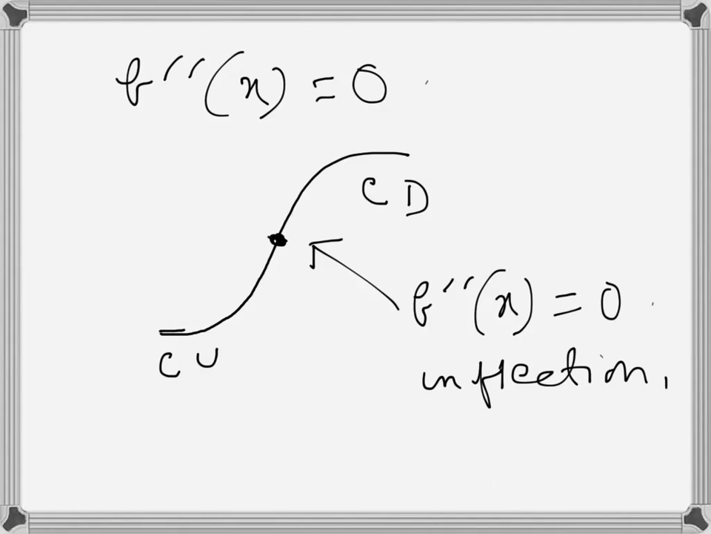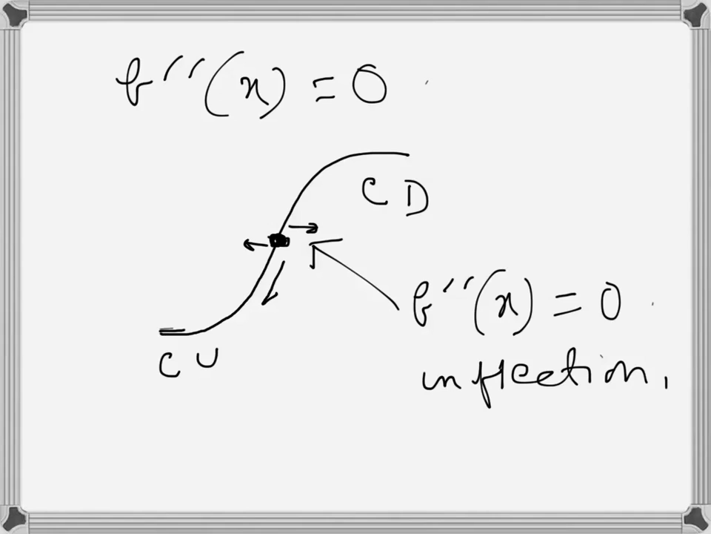So the concavity changes from here to here. The gradient is not 0 here, the first derivative is not 0, but the second derivative is 0, and we can check the concavity by looking at the sign of the second derivative just towards the left and towards the right from that point of inflection where the second derivative is 0.